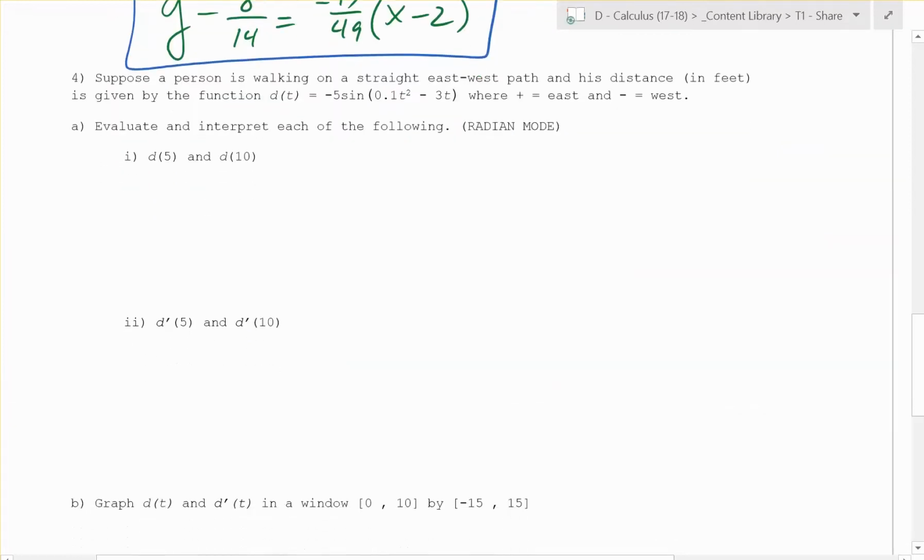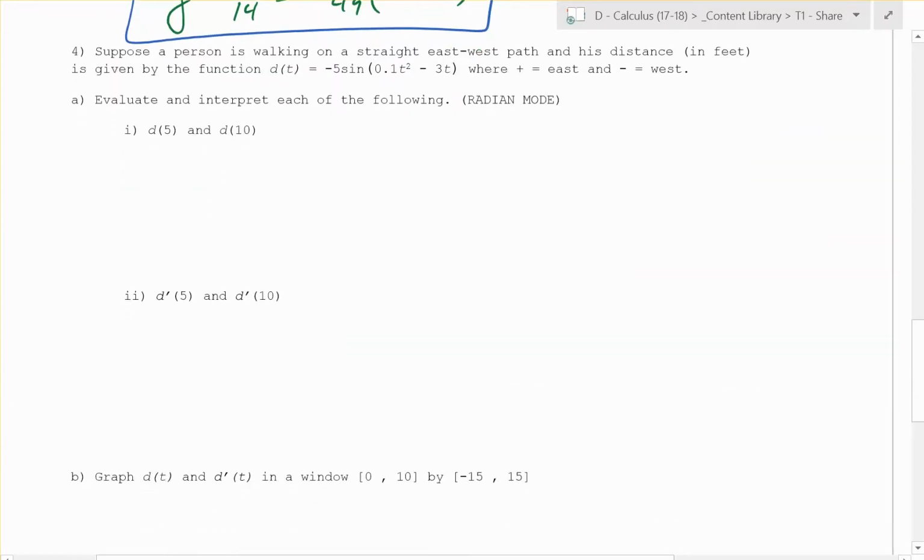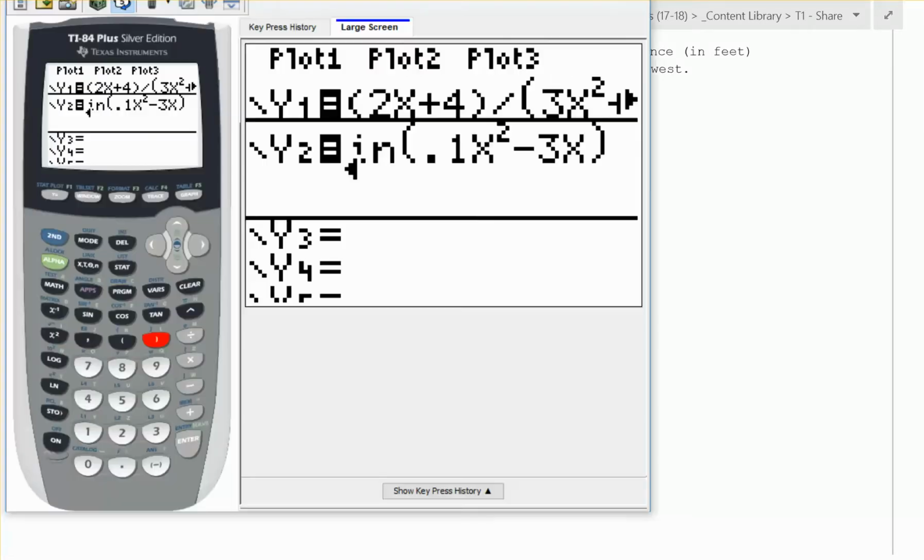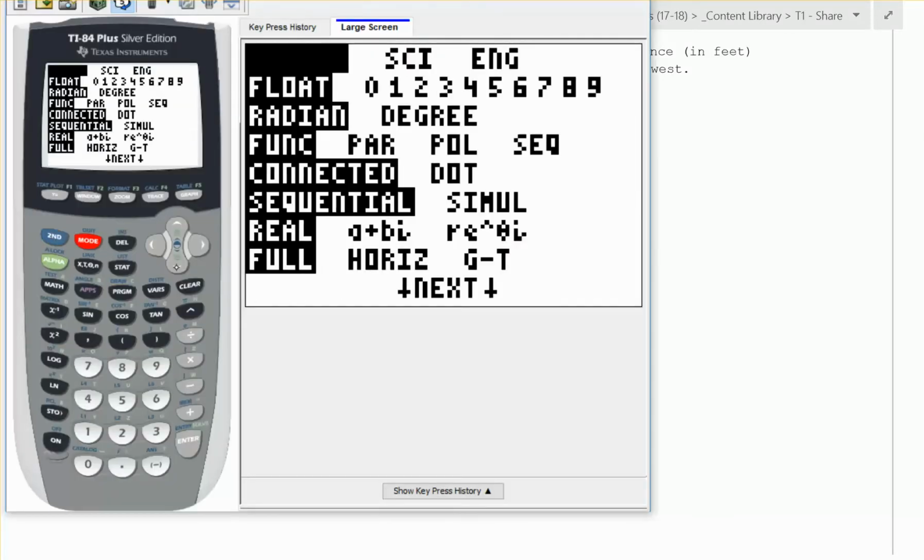So let's look at this next example. Suppose a person is walking on a straight east-west path and his distance in feet is given by the function d of t equals negative 5 sine 0.1 t squared minus 3t, where positive is east and negative is west. Evaluate and interpret. So first of all, notice it says radian mode. You should always be in radian mode on your calculator unless it says degrees. So to do that, when I quit out here, I'm going to go to mode. It's on radian right there, so that's great.